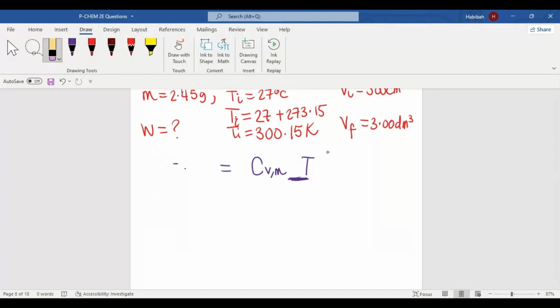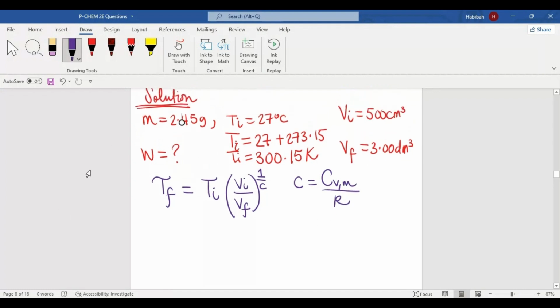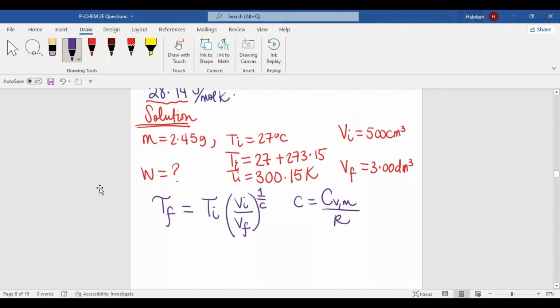So the first thing is to write out the formula for the final temperature. The formula for final temperature in a reversible adiabatic expansion process is T final equals T initial times V initial divided by V final, all of this raised to the power of 1 over c, where c is equal to the molar heat capacity at constant volume divided by the gas constant R. I don't want anyone to be confused. I know I just said a whole bunch of stuff, but it's absolutely doable.